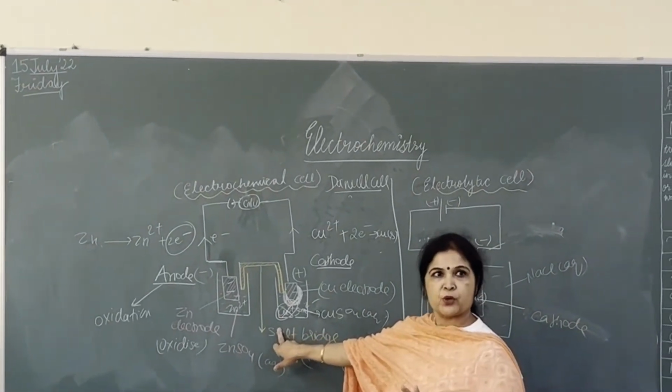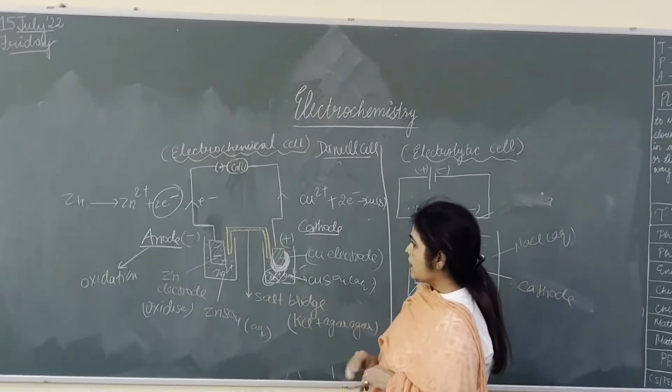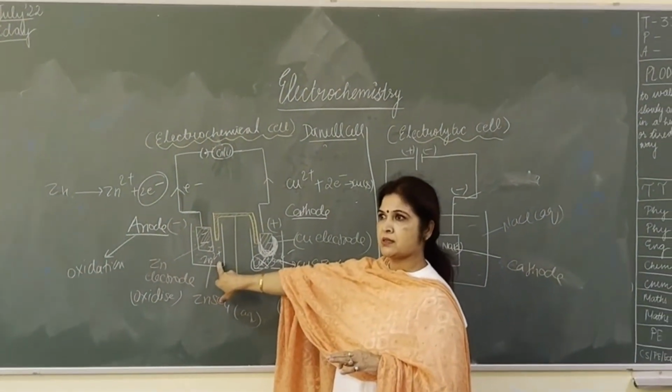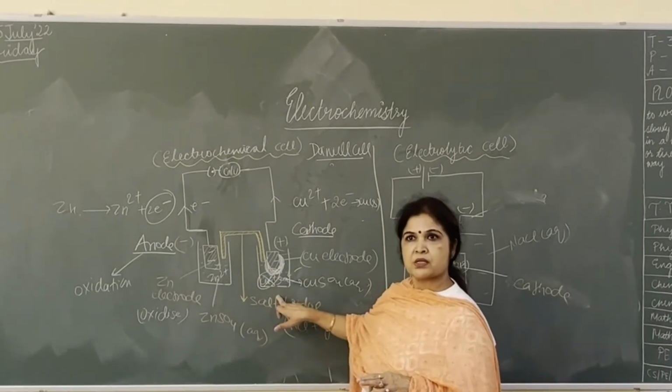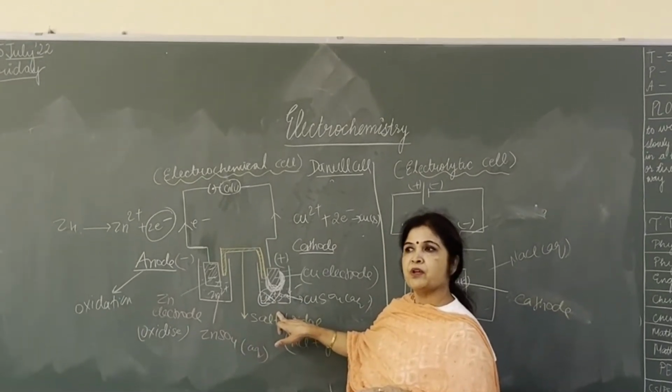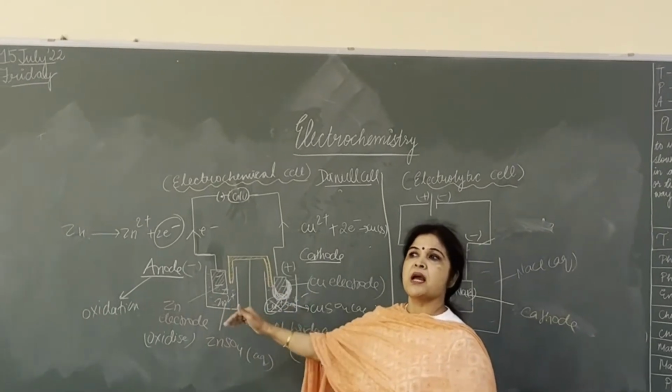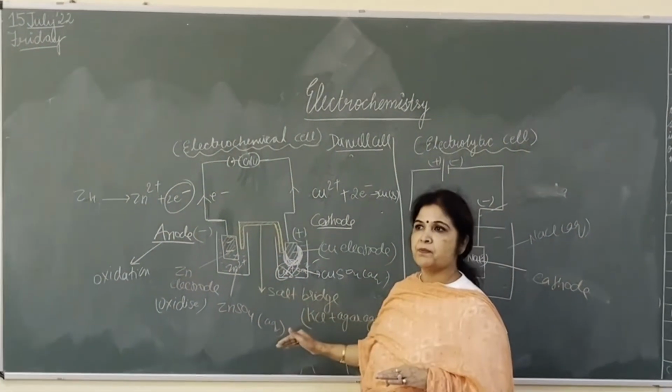Are you getting the point, all of you? Okay. So what you are observing? The cation concentration increases here, and anion concentration increases here. But we know the solution should always be neutral, meaning the cation and anion number should be same.